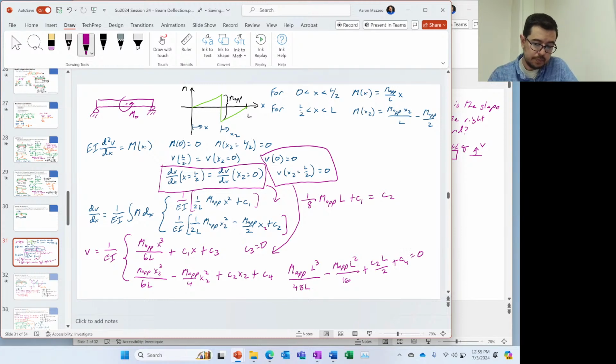Okay. All right, so then we've got these two equations right here, okay? But how many unknowns do we have? We still have 3 unknowns, right? We don't know C1, we don't know C2, and we don't know C4. And we have only 2 equations. So what do we need to do?